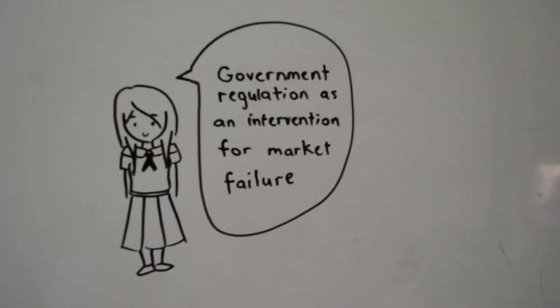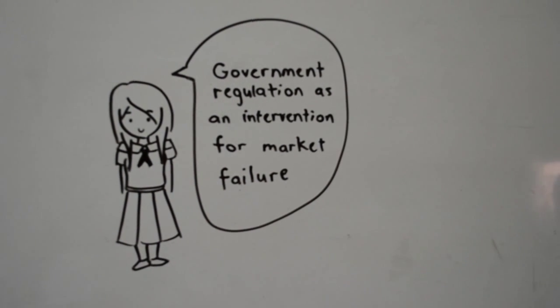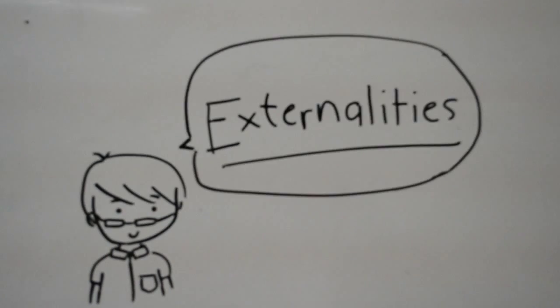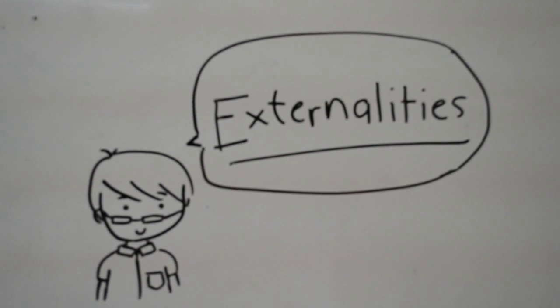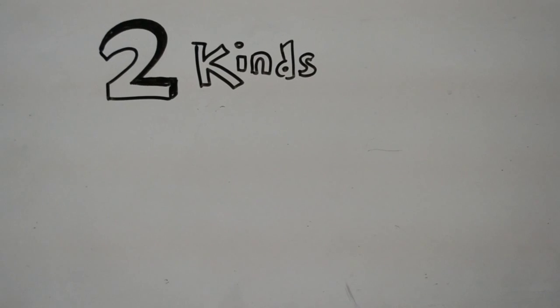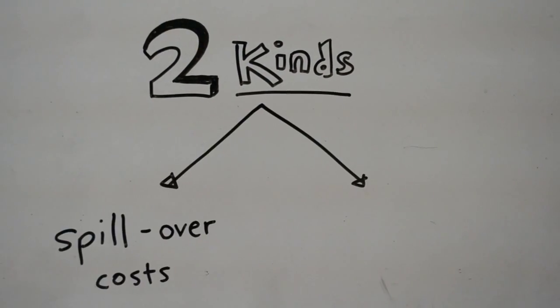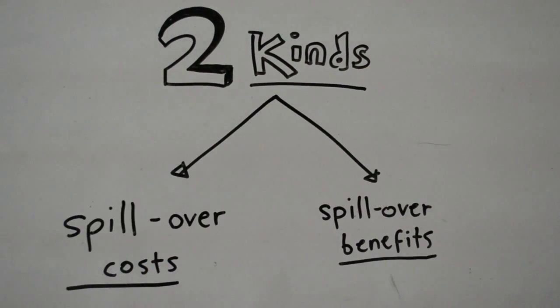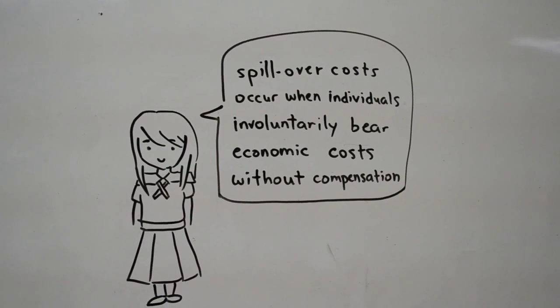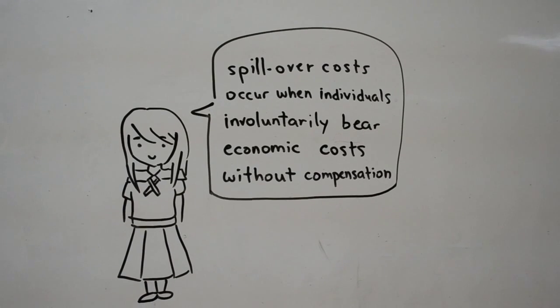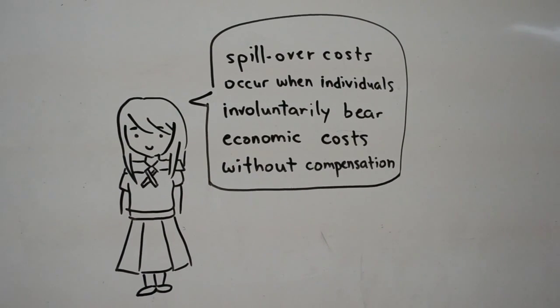Government regulation as an intervention for market failure. Externalities. Unintended consequences of actions or policies. There are two kinds of externalities: spillover costs and spillover benefits. Spillover costs occur when individuals involuntarily bear economic costs without compensation.